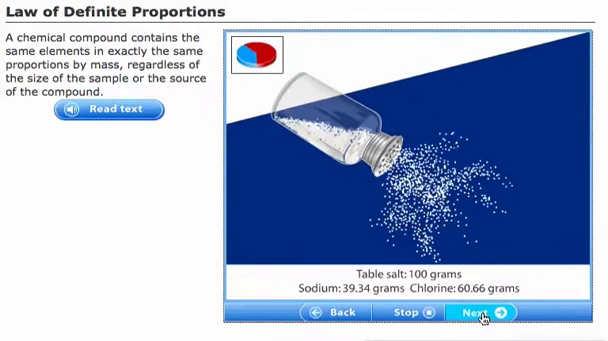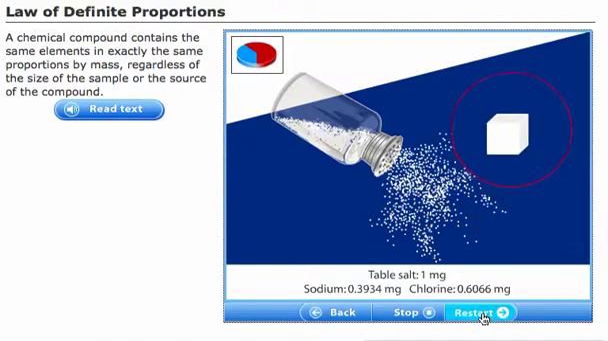A salt shaker with 100 grams of salt would contain 39.34 grams of sodium and 60.66 grams of chlorine. The proportions are still the same. A single grain of salt still contains 39.34% by mass sodium and 60.66% by mass chlorine.